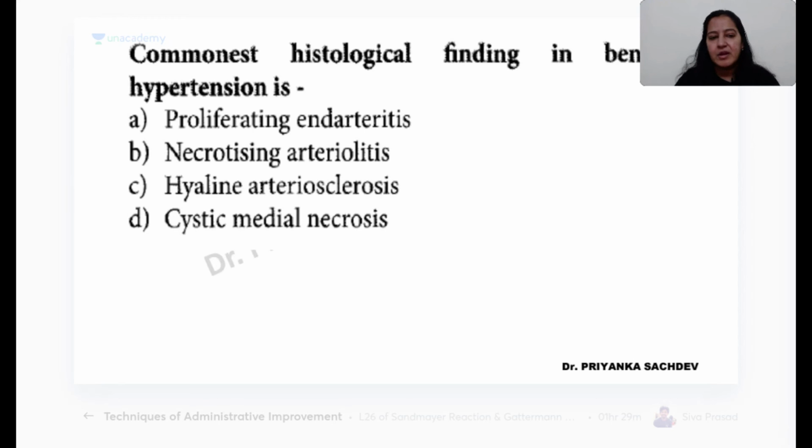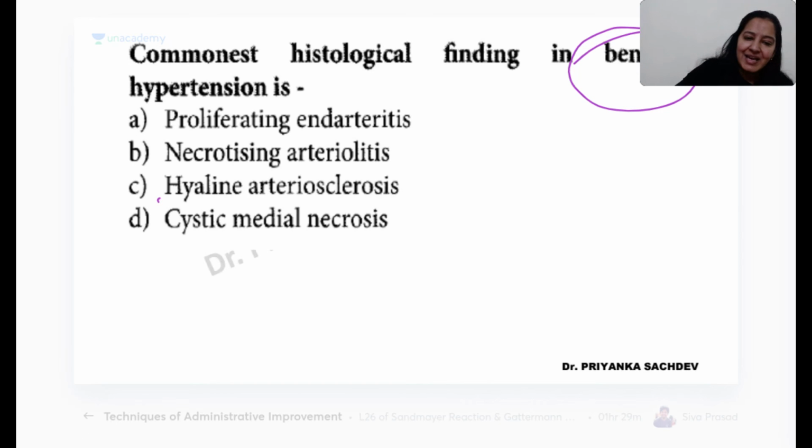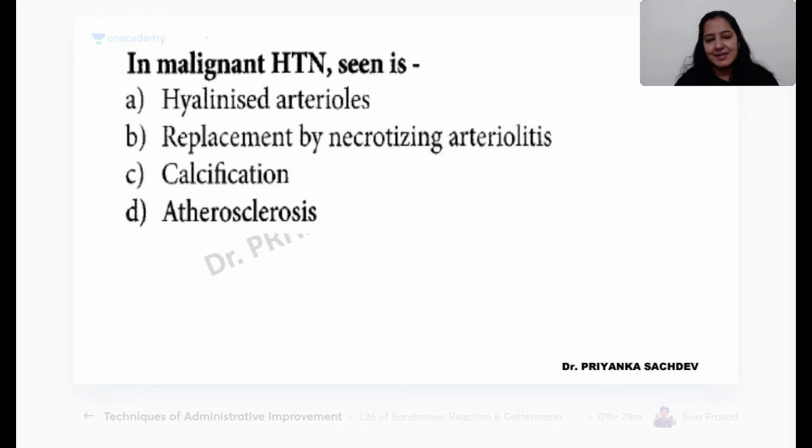This is the second question in front of you. What is the most common histological finding in benign hypertension? I'm just launching it. Commonest histological finding in benign hypertension. So all of you are correct. I'm very happy. The correct answer here is C, hyaline arteriosclerosis. Arjun, Lakshmi and Srishti are first to answer. So in benign, the correct answer is C.